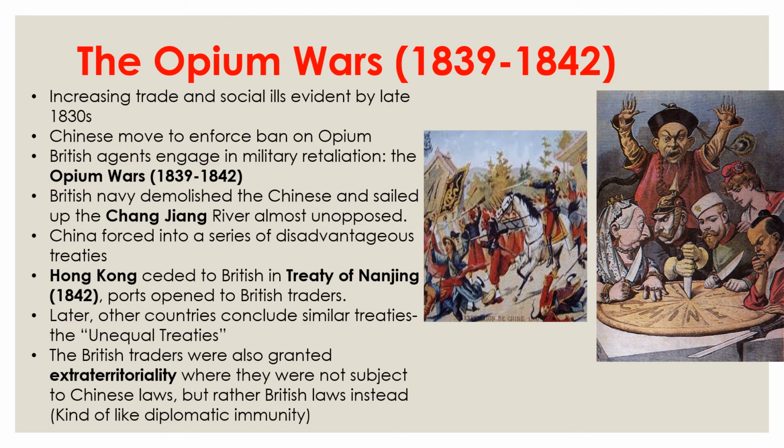Extraterritoriality, that they forced the Chinese to accept with their loss in the Opium Wars, meant that the British basically could do whatever they wanted. So even though the Chinese government still was under the Qing dynasty, they were completely being manipulated by these European nations, starting with Great Britain and then others moving in.